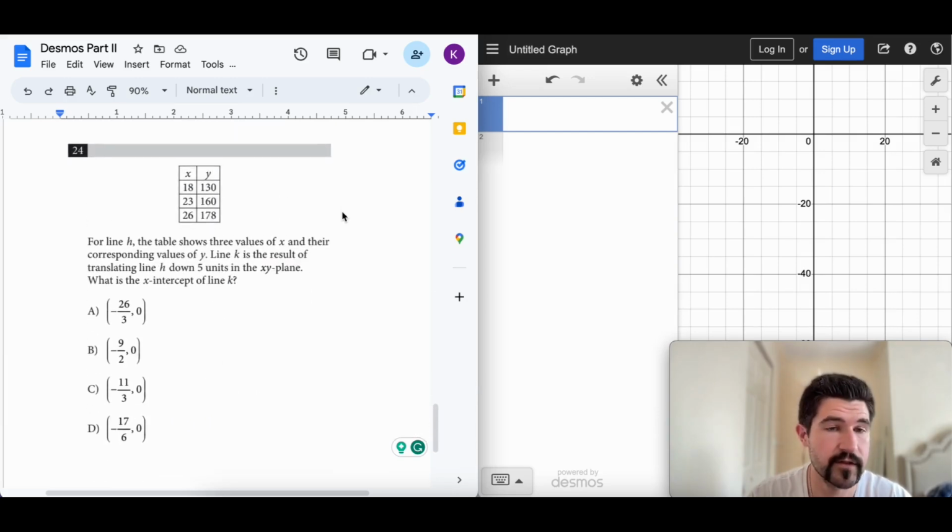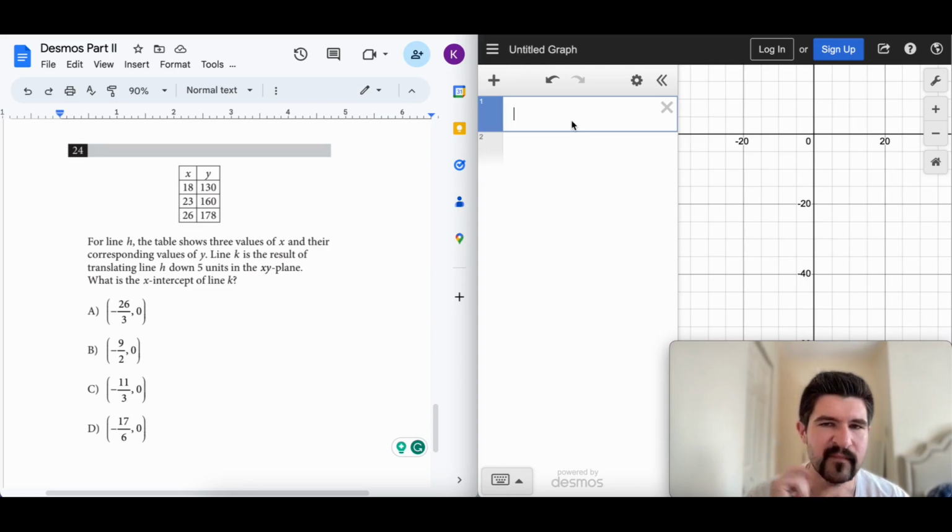It's this one, which is one of the hardest on this section that I pulled it from. We have a table this time, and it says that for line H, the table shows 3 values of x and their corresponding values of y. Line K is the result of translating. There's a theme here, right? Translating all these functions in Desmos. So line K is the result of translating line H down 5 units in the xy plane. What's the x-intercept of line K? So we want the x-intercept of the translated down 5 units graph.